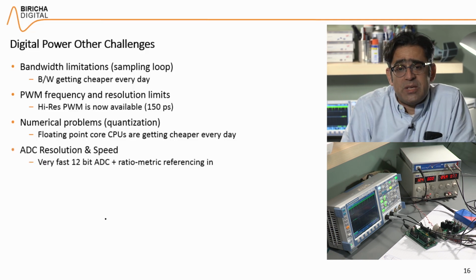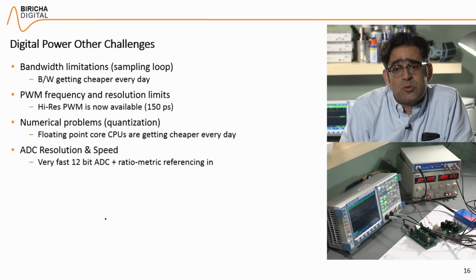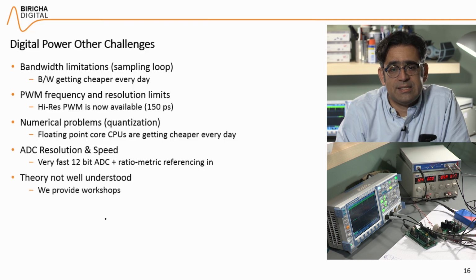ADC resolution and speed. These days we have very fast 12-bit, sometimes 14-bit ADCs. You also have ratiometric referencing, whereby you put a hardware reference at a lower value and another hardware reference at a slightly higher value, and you limit the range that the ADC is operating between these two references, and that actually gives you much higher resolution for your ADC.